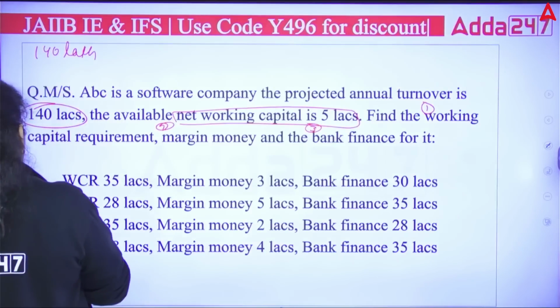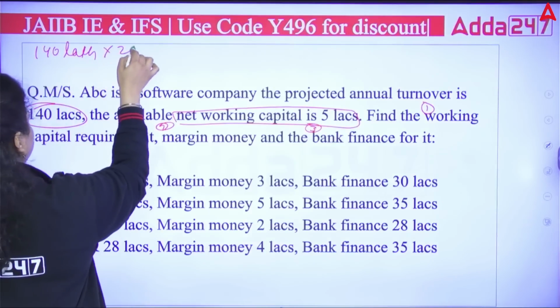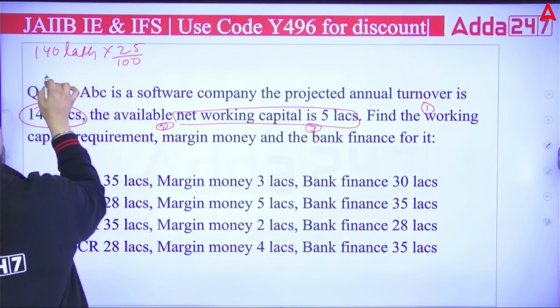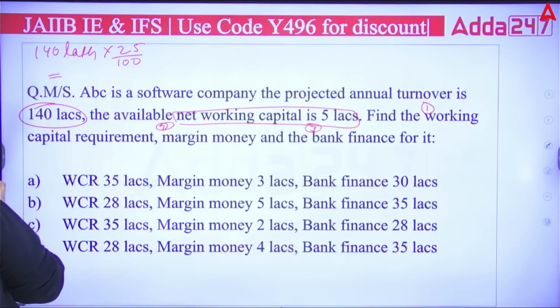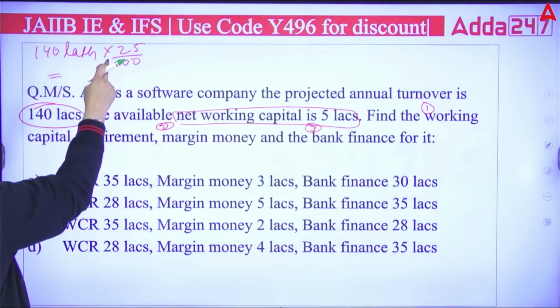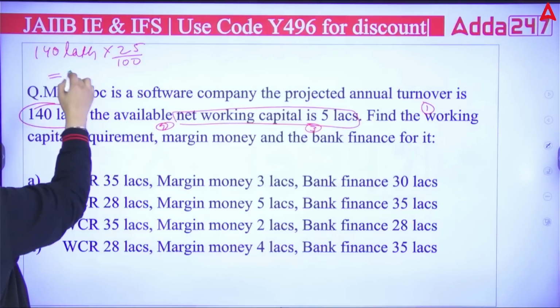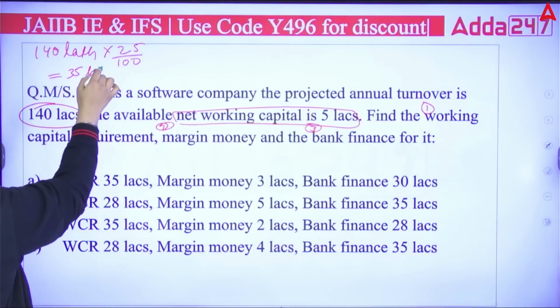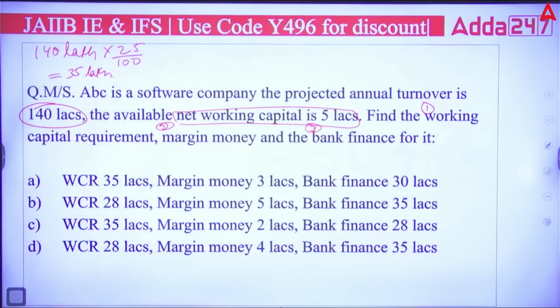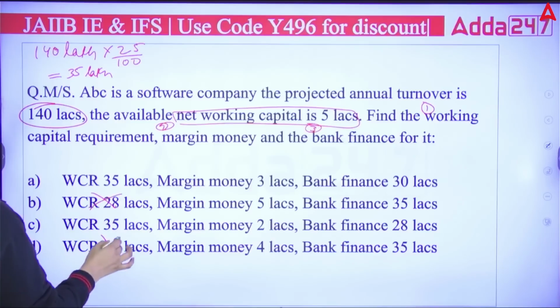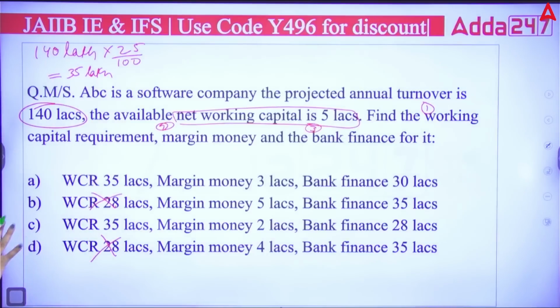So we have to calculate 25% of that. It gives us the value of 35 lakhs. So that's your working capital requirement. We can eliminate the B option and the D option because 35 lakh will be the working capital requirement.